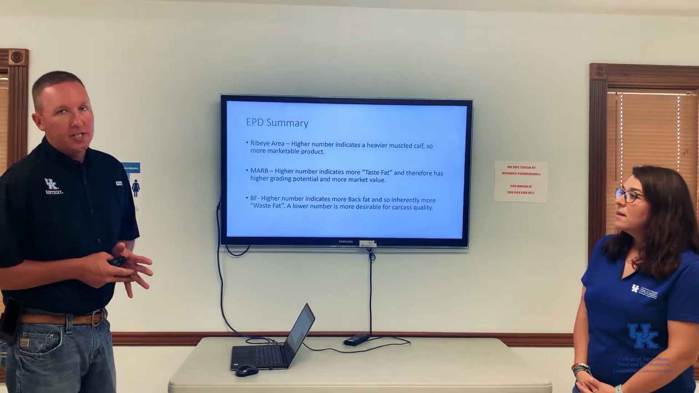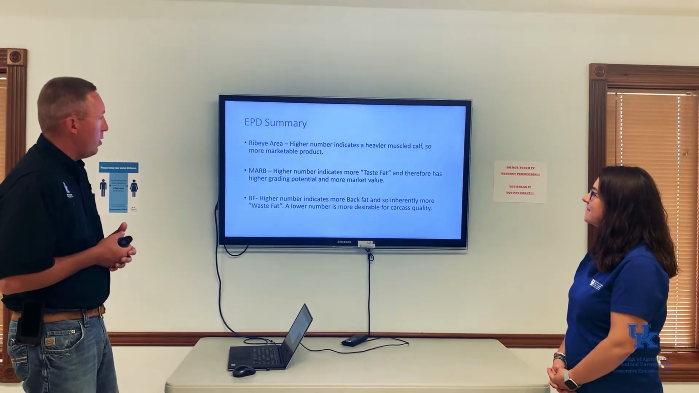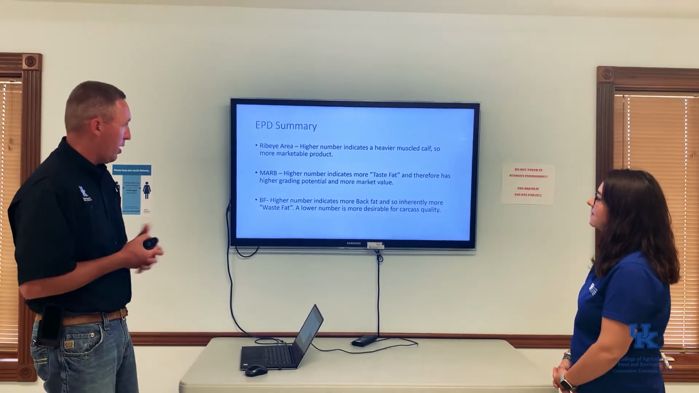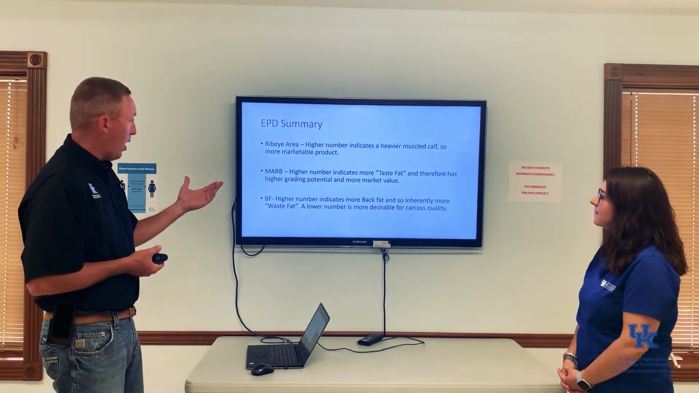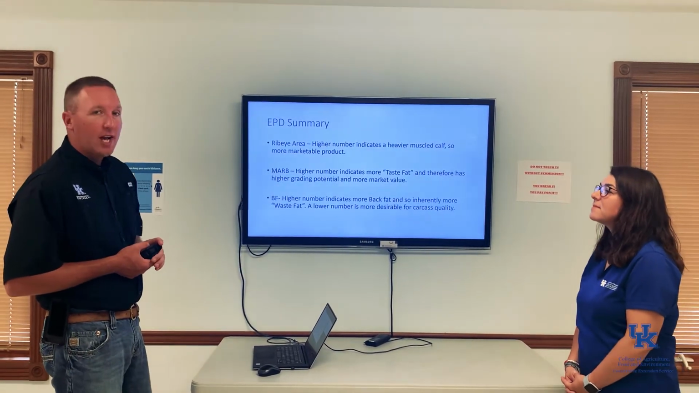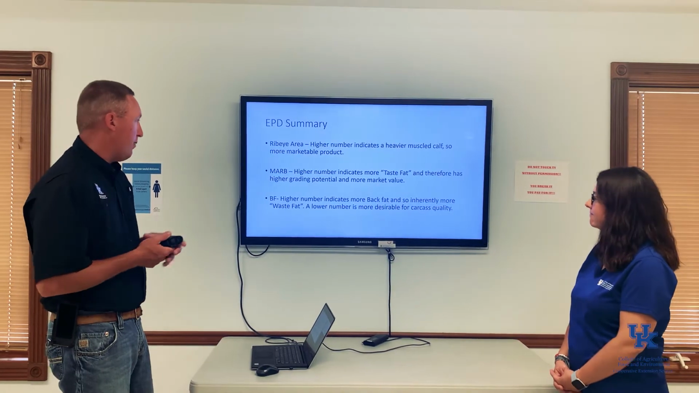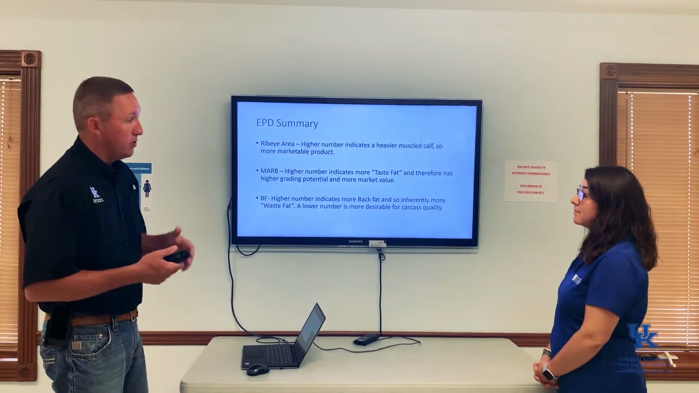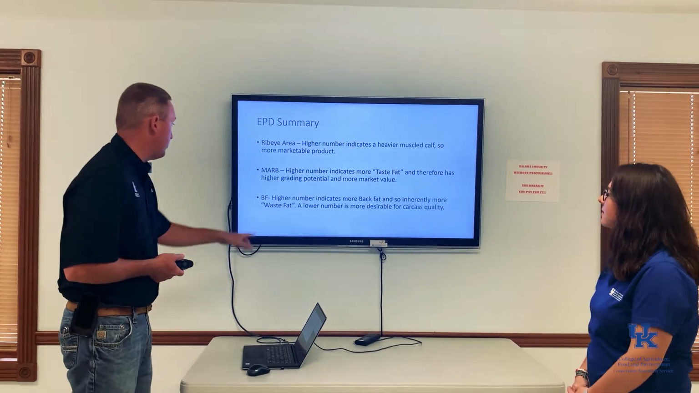So just an EPD summary of what these are. Ribeye area, the higher number indicates a heavier muscle calf, just like we talked about. So more marketable product. Marbling, the higher number indicates more taste fat, okay? And therefore it has a higher grading potential and probably more market value when we look at those in the meat case. And we'll talk about that here in a minute, I'm sure.